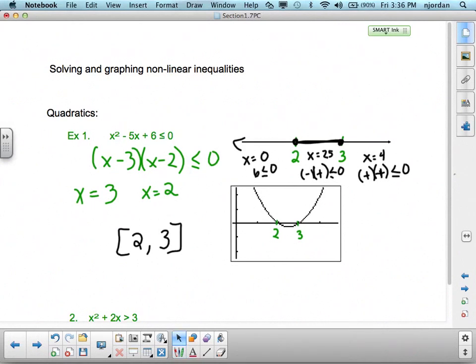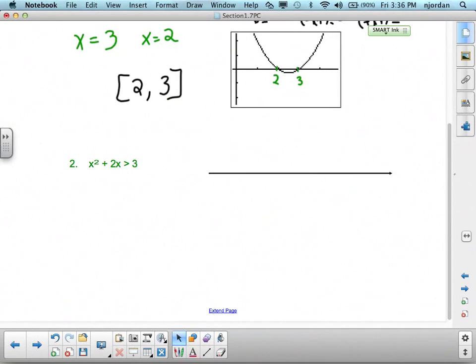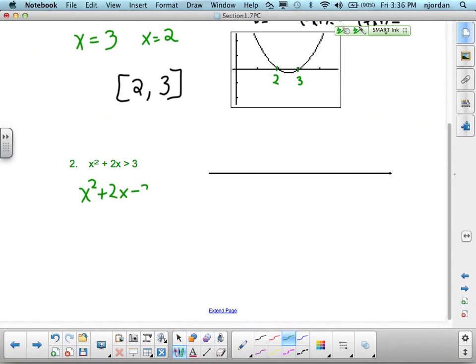Okay? All right, let's try the next one. The next quadratic has x squared plus 2x on one side and 3 on the other. So just make sure we move the 3 to the left. Okay, I'm not going to graph this one on the calculator. Let's factor this. You can always just graph on the calculator to verify your answers at the end, if you want, okay? So we've got (x plus 3)(x minus 1) is greater than 0.